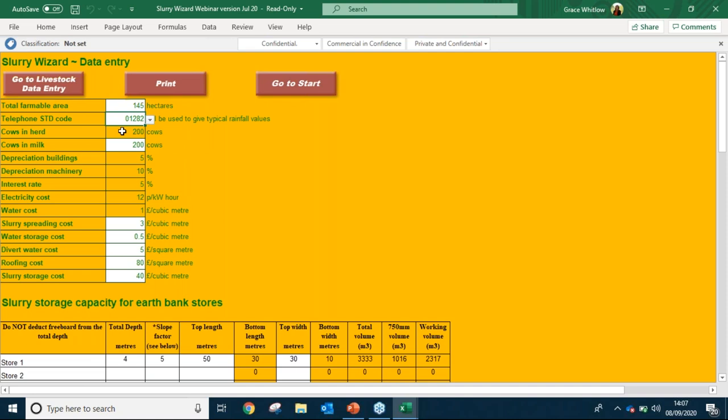This information has come through forward from the front screen, 200 cows. The cows in milk, we can still adjust that. And I've put 200 cows in there because this is a block calver and he's going to have all of his herd in milk for at least part of the year. This information here has come through from the front page. And then we've got some more data here, which is pre-populated and can be changed, as they're in white cells, can be changed for relevant data for particular farms.